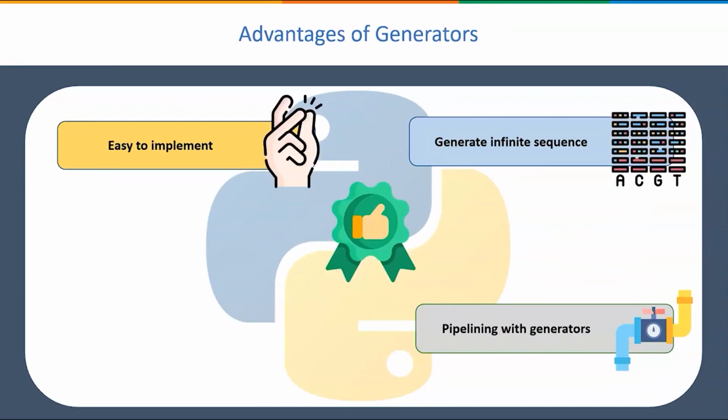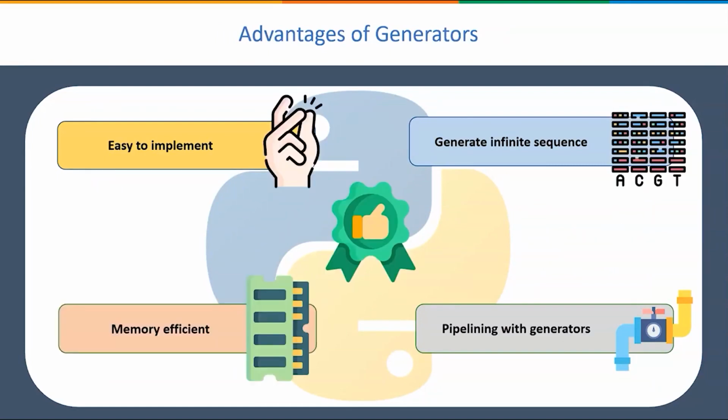So what are the advantages of using generators? It's very easy to implement. The code is syntactically very simple. Within a few lines of code you are able to achieve the function and implement the logic. You can generate an infinite sequence. You don't need to provide the range values, the starting and ending. You can generate infinite values, and I'll show you that with an example.